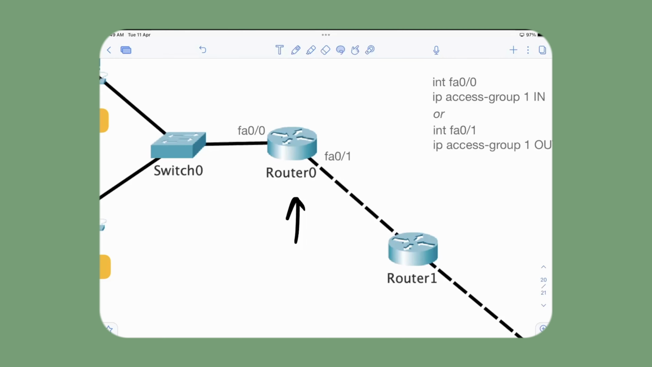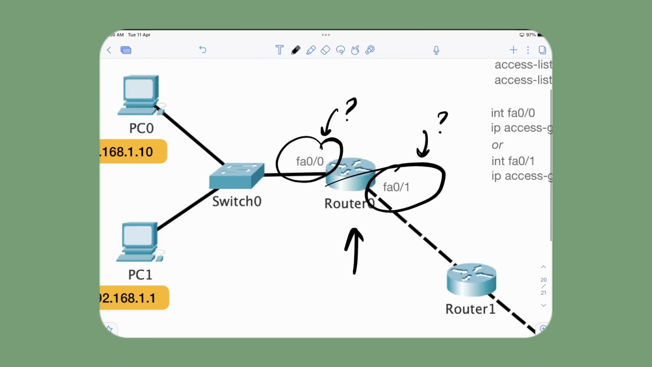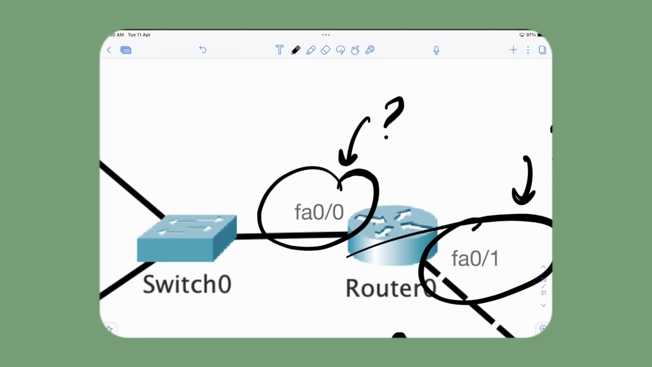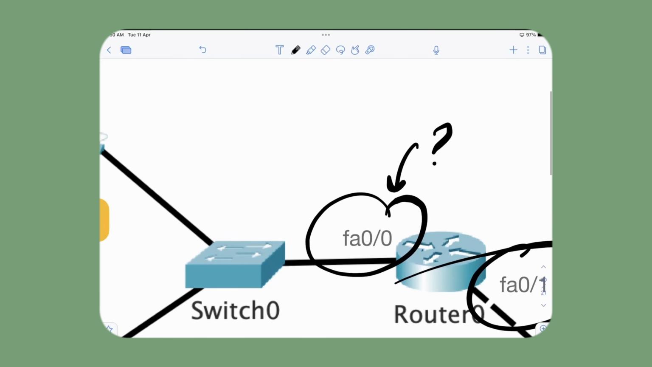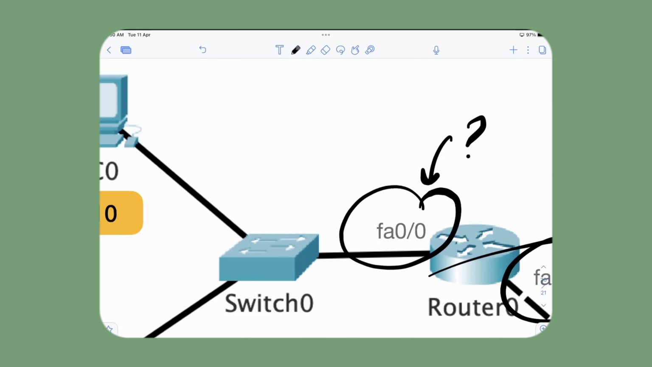Okay, then the next one, in the router 0 here, got 2 interfaces. The next thing we choose is, should I put it here or here, like that? Okay, now if you decided already, zoom in further, see how big it can zoom. If I decided already FA00, the next thing to decide is, should I put it in or out? So this is the last thing we need to decide. Okay, so step by step we do.